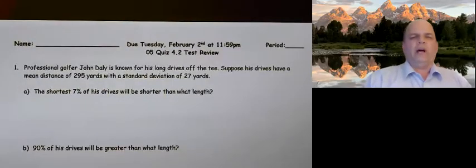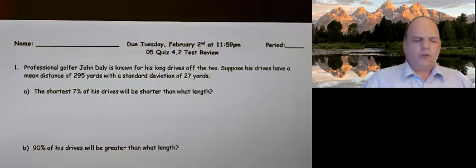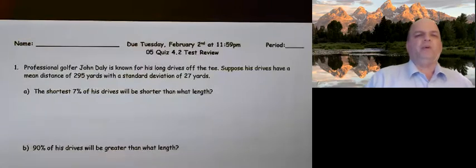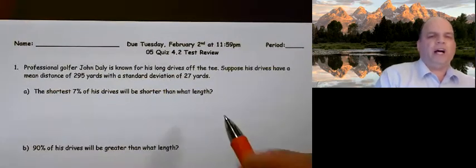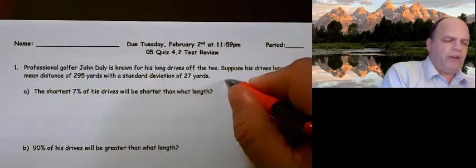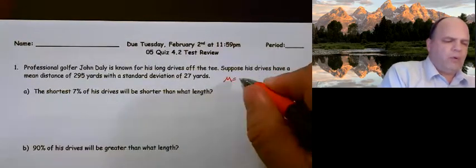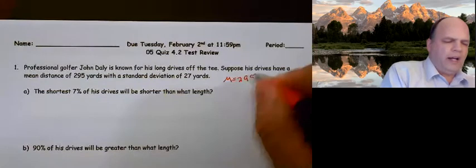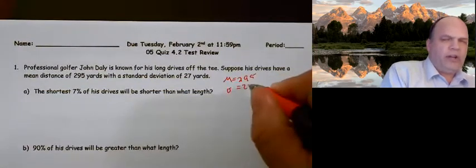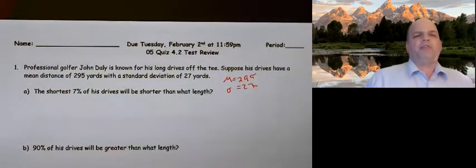Okay, this is the first problem of the test review, and this will be problem one. These problems are review problems from things we've done before. Professional golfer John Daly is known for his long drives off the tee. Suppose his drives have a mean of 295 and a standard deviation of 27. So mu equals 295, standard deviation is 27. The shortest 7% of the drives will be shorter than what?